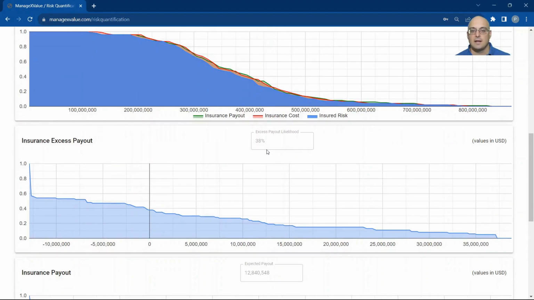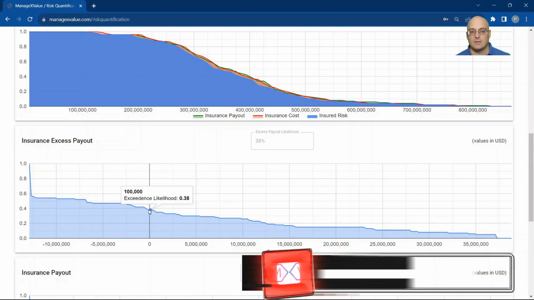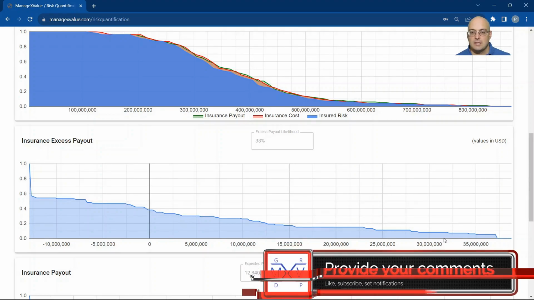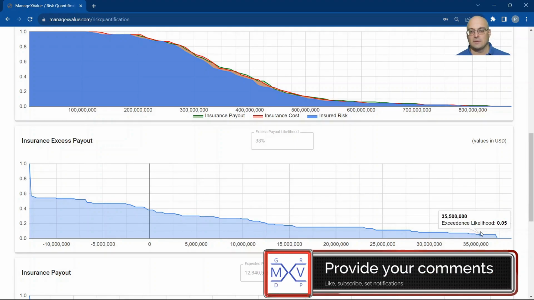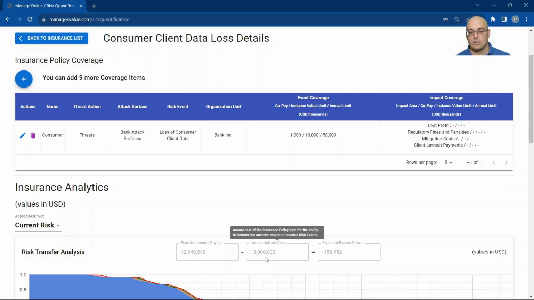And related to that, there is the excess payout likelihood information that can be very relevant to consider. This shows here, in this case, for the specific risk event, that there is only a 38% chance or likelihood that in any given year, the insurance provider will pay out more than the fee that is paid for that specific insurance. However, even though it is a relatively low chance for an excess payout, the amount of excess payout could be pretty significant. It is because the cost of the insurance is $13 million, while the potential maximum annual coverage is $50 million.